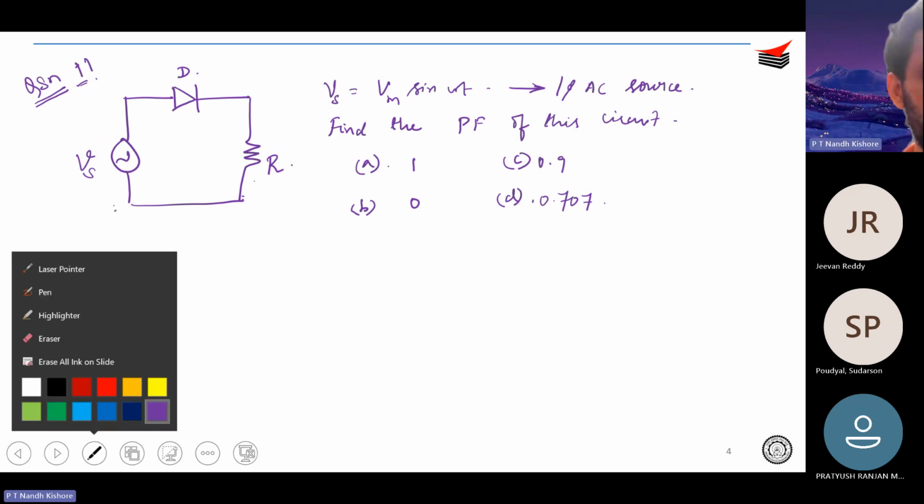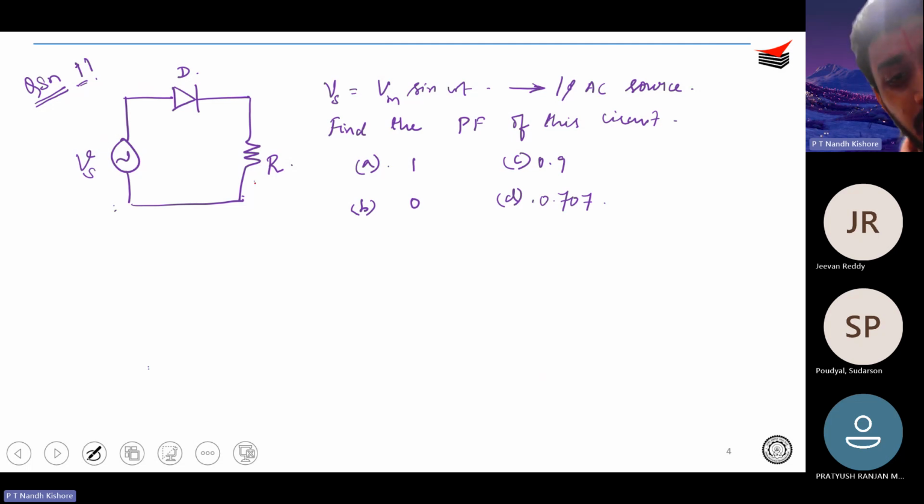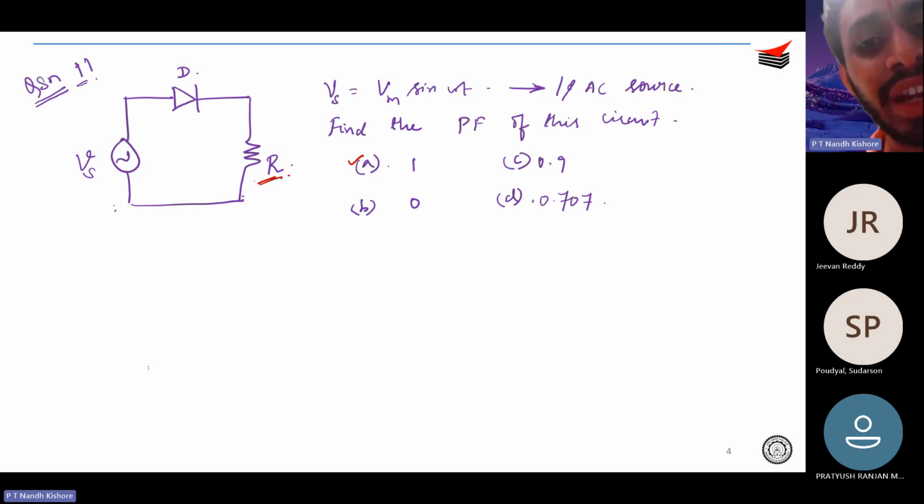Your intuition might tell you that because it's a pure resistive load, you should pick 1. But if you do this, you're going to lose your marks, whatever the negative marking is, it's going to result in -2 or -1 or whatever. So give attention to the problem. There is a diode over here, correct? So you need to investigate what this diode does.